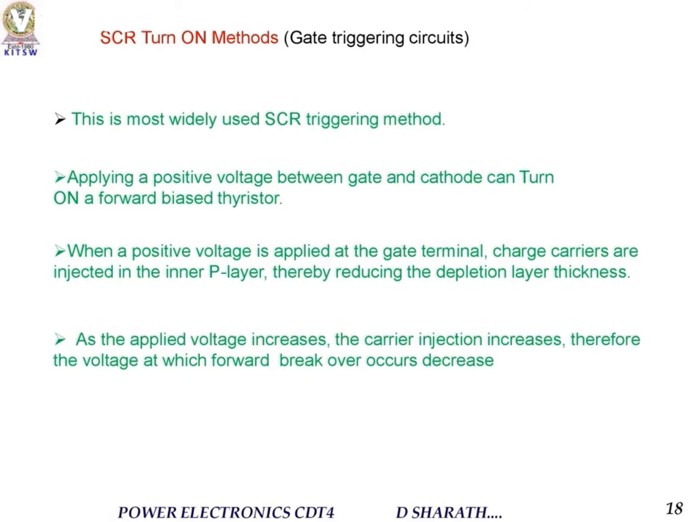Next, the gate triggering method. The most widely used SCR triggering method is gate triggering. By applying a positive voltage between gate and cathode, we can turn on the thyristor. When the positive voltage is applied at the gate terminal, charge carriers are injected into the P layer, thereby reducing the depletion layer width, and the breakover voltage decreases.